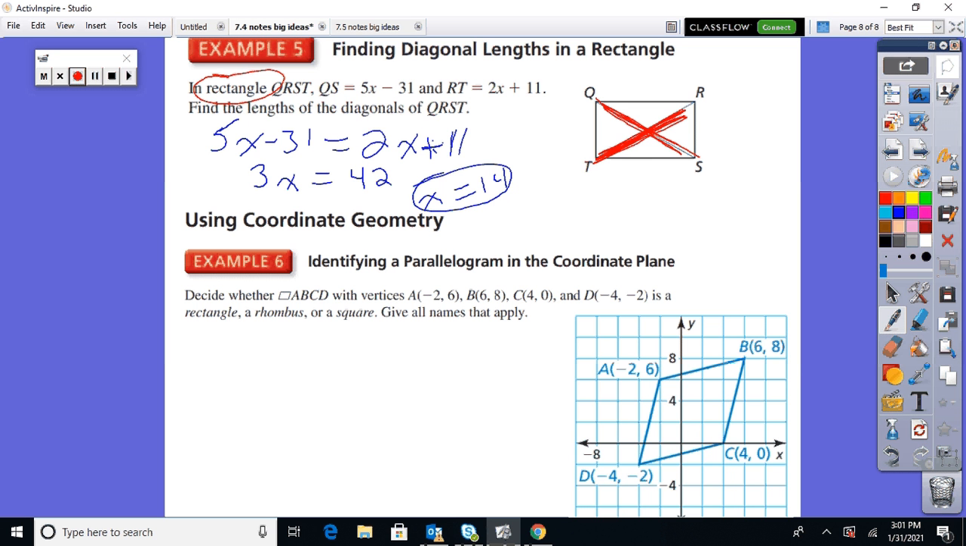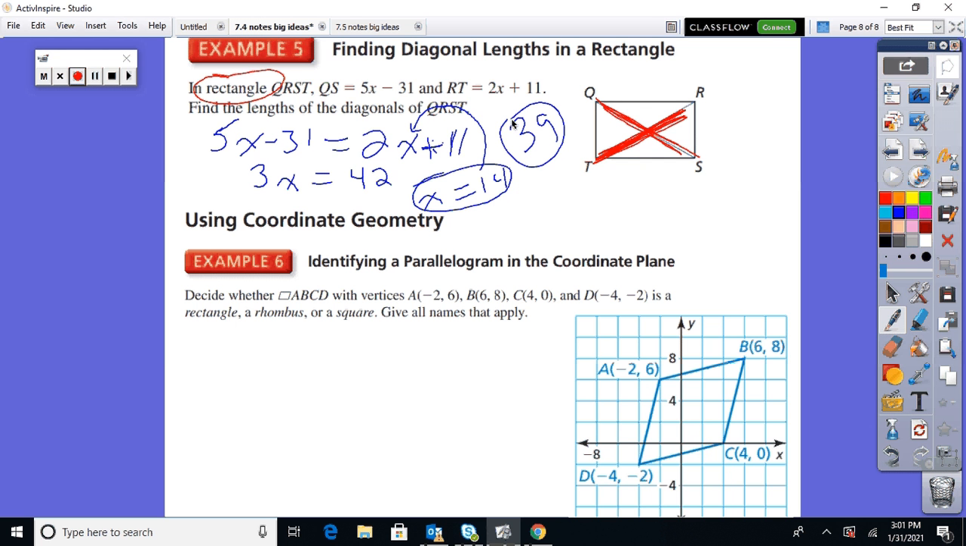Find the lengths of the diagonal. So then plug it back in. So 2 times 14 is 28, plus 11 is 39. And you could double check over here. 70 minus 31, 39 as well. So the diagonals are 39 long.